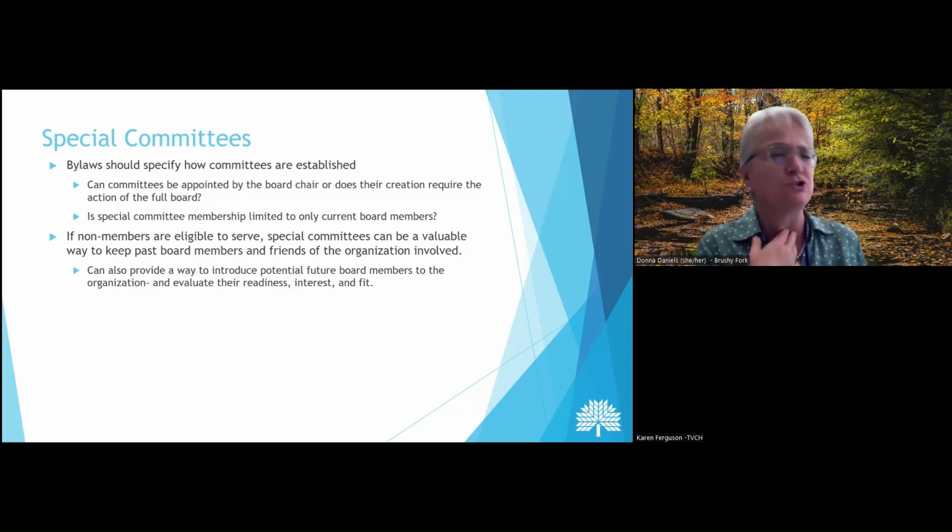And so that could be specified in the bylaws, whether it's allowable to bring in outside folks if you need that kind of professional advice, let's say, or you want to bring in a constituent that you're serving. If non-members, and this means non-board members, are eligible to serve, special committees can be a valuable way to keep past board members and friends of the organization involved. And so if you need people with experience, if you have board members that have cycled off, you can bring them into special committees. And it can also provide a way to introduce potential future board members to the board and to evaluate their readiness and their interest and their fit. And so there could be some benefit in allowing non-board members to serve on committees.